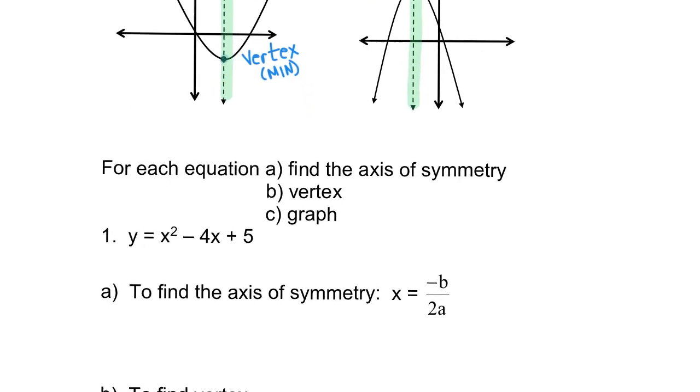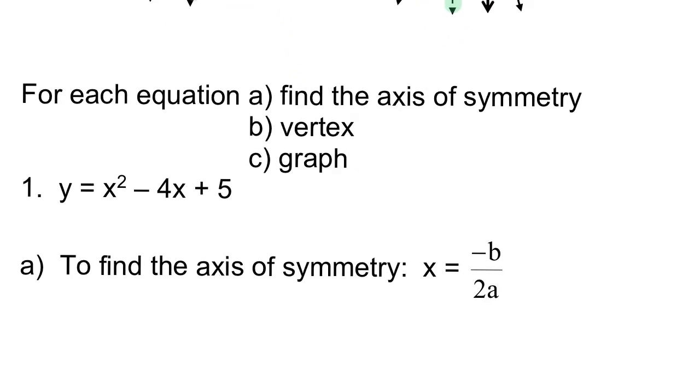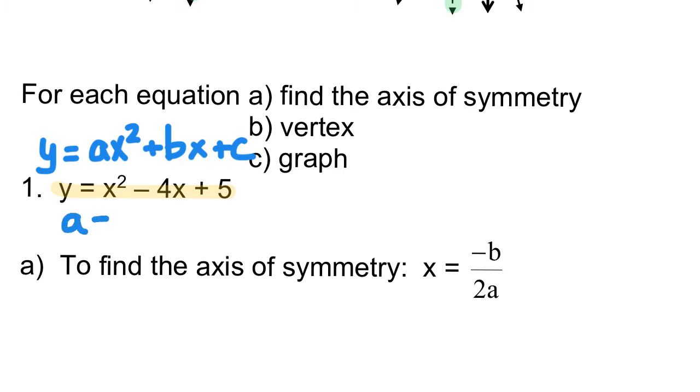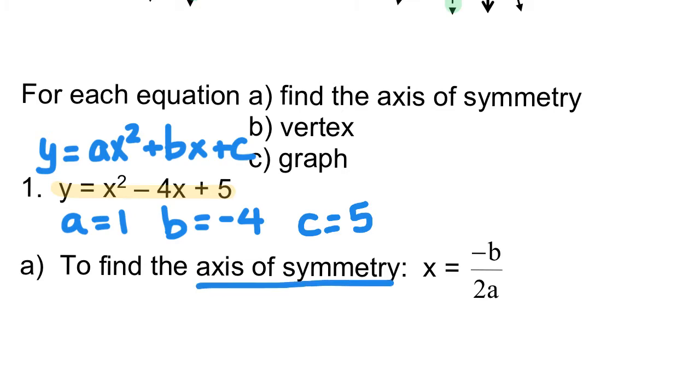Now for each equation, you'll be finding the axis of symmetry, finding the vertex, and then graphing it. First of all, this is in standard form. So we'll use our knowledge of the equation to note that the coefficient in front of x squared is 1, the coefficient in front of x is negative 4, and the constant is 5. We'll use that knowledge to find the axis of symmetry.